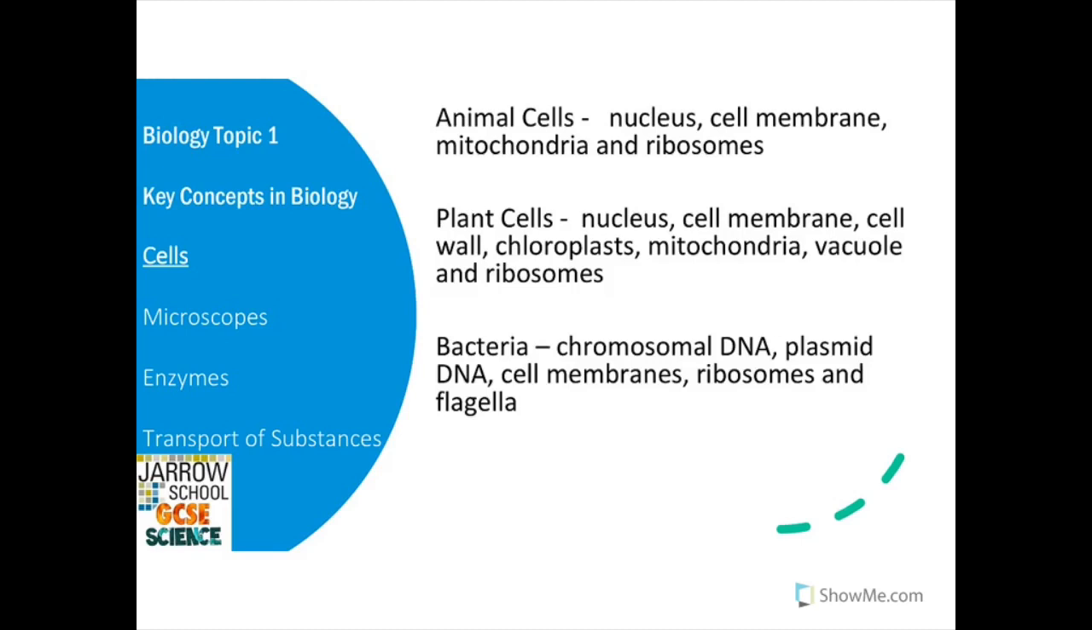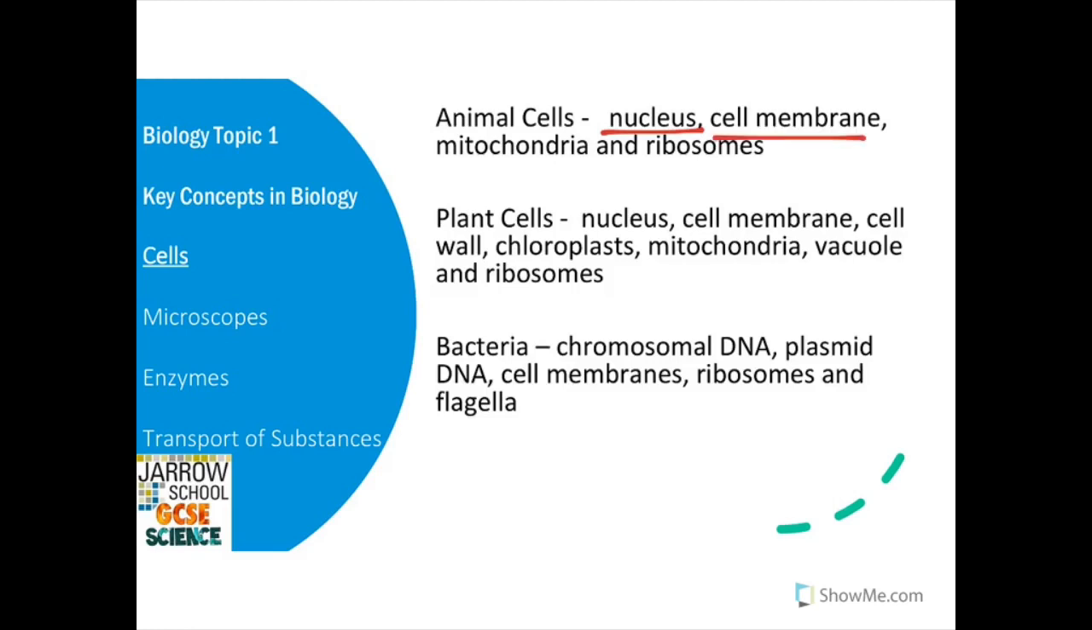There are animal cells, plant cells and bacterial cells that you need to know about. In each cell there are smaller parts which do specific jobs. First of all, you need to know about the nucleus. The nucleus contains the chromosomes, which are made of DNA, and this controls the function or the activities of the cell.